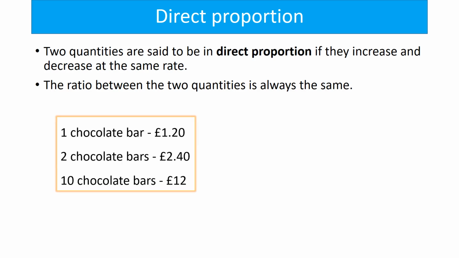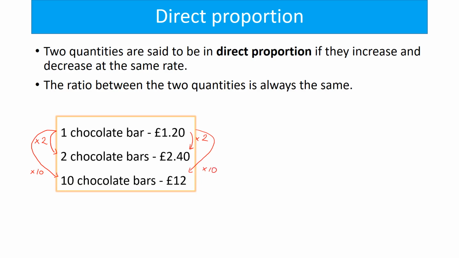I'm sure you agree with me that if I buy one chocolate bar, I have to pay $1.20. So if I want to buy two of the same chocolate bars, I have to pay $2.40. And if I choose to buy 10 chocolate bars, I have to pay $12. So if the number of chocolate bars is multiplied by 2, then the amount of money I have to pay is also multiplied by 2. If the number of chocolate bars is multiplied by 10, then the amount of money is also multiplied by 10.